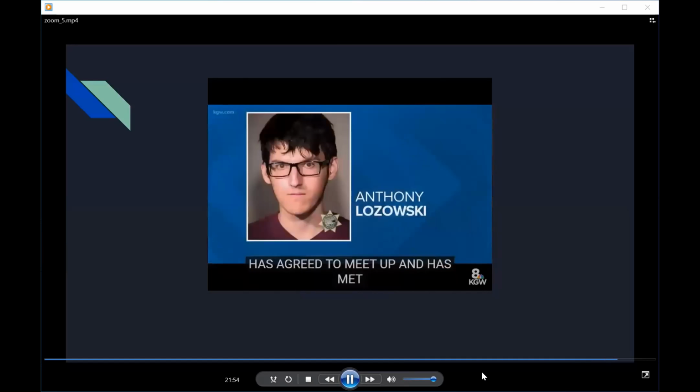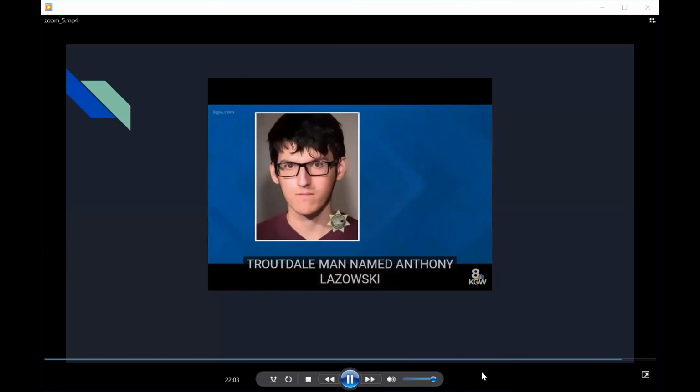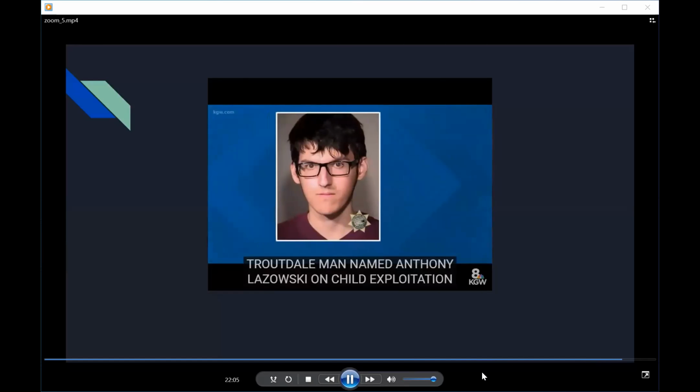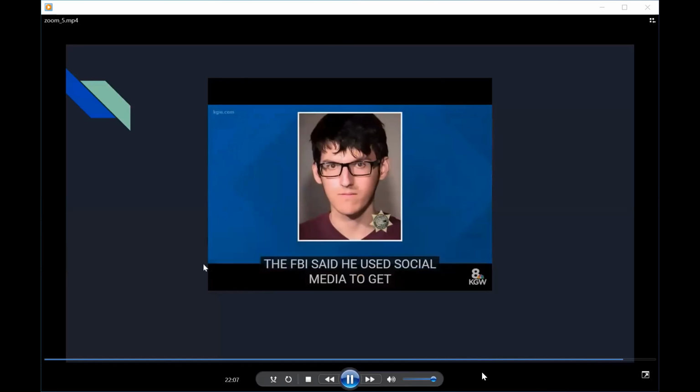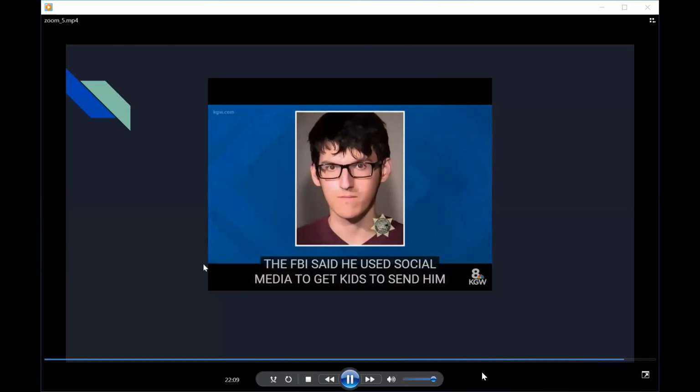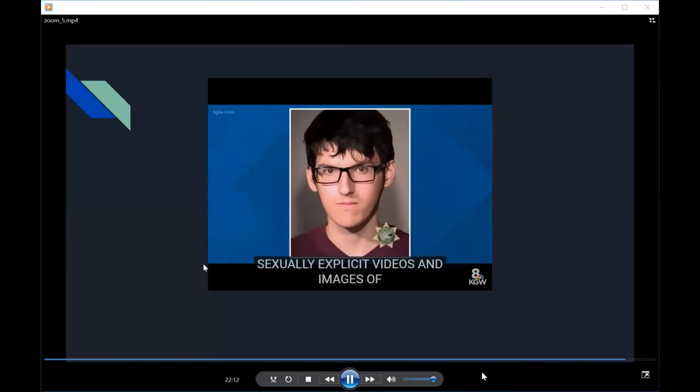On Friday, the FBI arrested a 19-year-old Troutdale man named Anthony Lazowski on child exploitation charges. The FBI says Lazowski used social media to get kids to send him sexually explicit videos and images of themselves. He's also accused of extorting at least one girl who said he threatened to share the images of her if she didn't travel to meet him for sex. There are 2 known victims, but the FBI says there could be more.